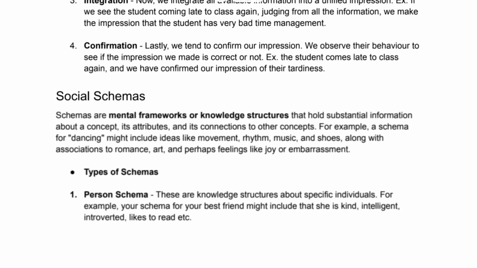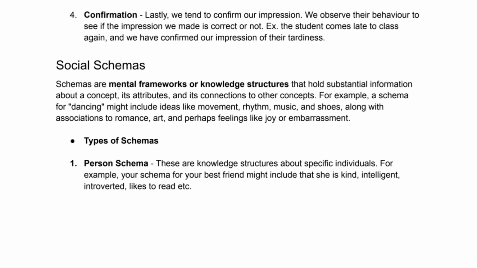The first is social schemas. Schemas are mental frameworks or knowledge structures that hold information about a concept, its attributes and its connection to other concepts. For example, think about the word dancing. Immediately your head will be filled with various other images and words like movement, rhythm, music, dancing shoes. Along with it, there is the association with romance, art, and perhaps feelings like joy or embarrassment. This is the schema for dancing.